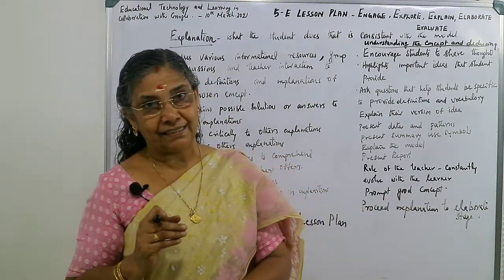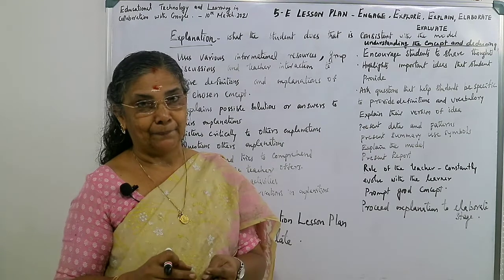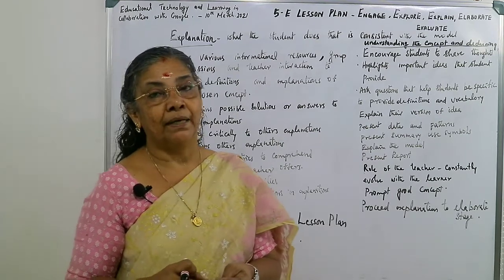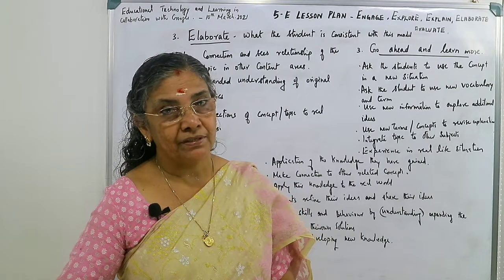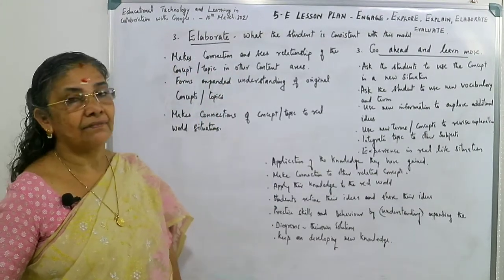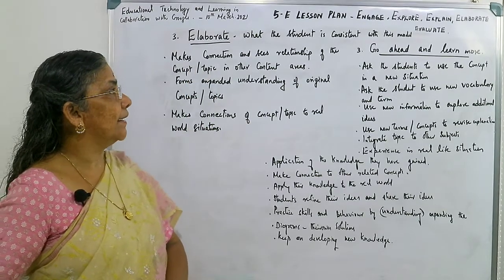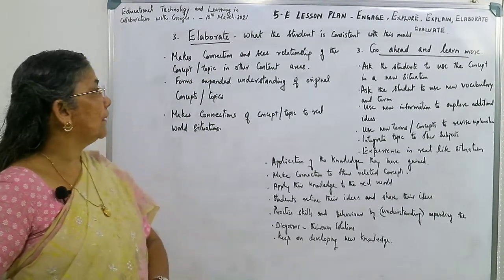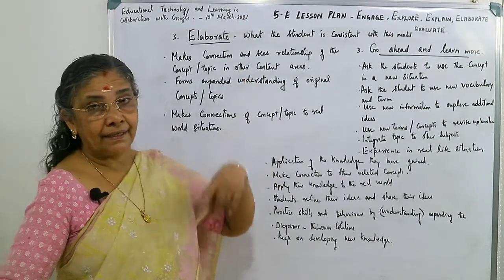So the next stage is proceeding from the explanation stage to the elaboration stage. Let us see what is meant by elaboration. Let us move to elaboration. Elaborate means the student is consistent with the model. Elaborate also means making connections and seeing the relationship of the concept and topic in other content areas.